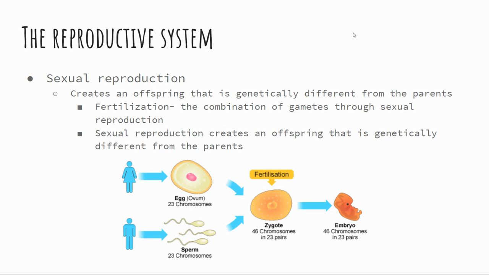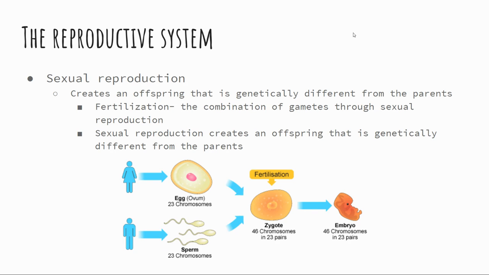But in animals, we see sexual reproduction. This creates an offspring that is genetically different from the parents, and this is where we get genetic variability. So we have this term called fertilization, which is the combination of gametes through sexual reproduction.